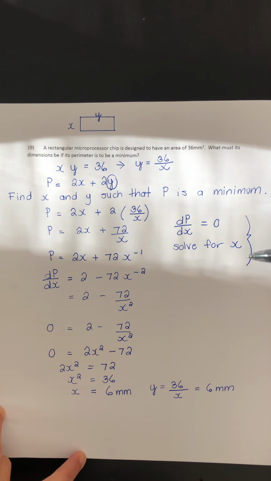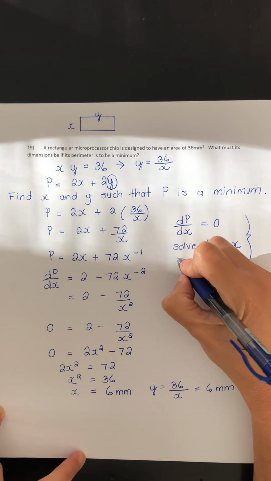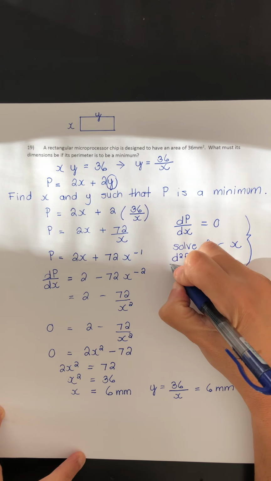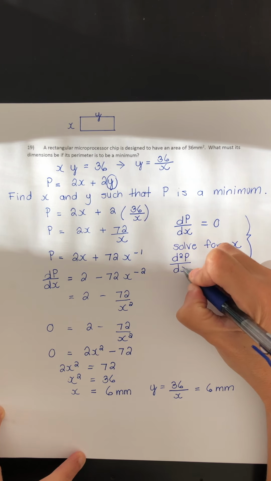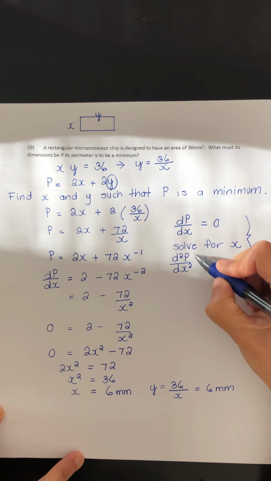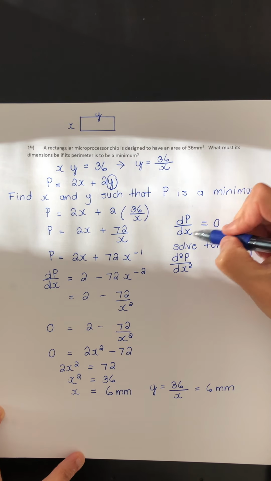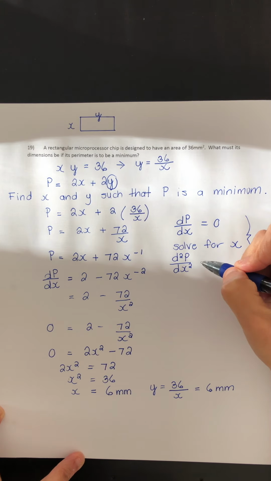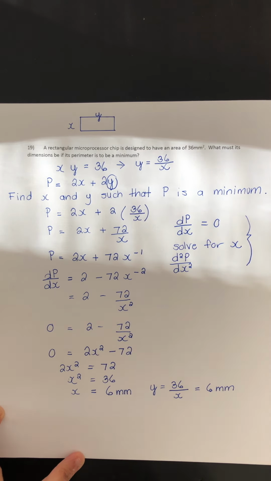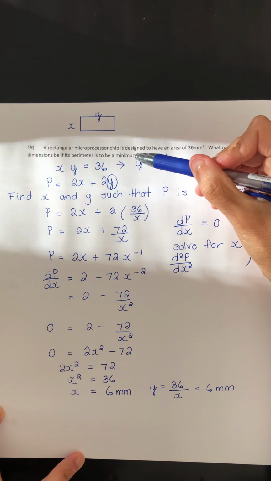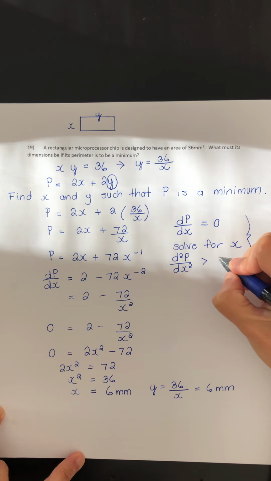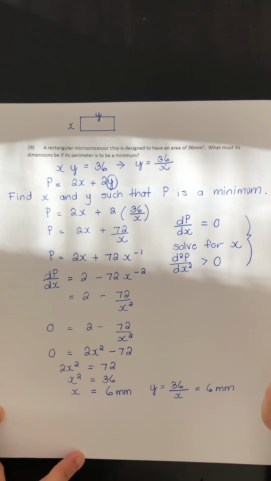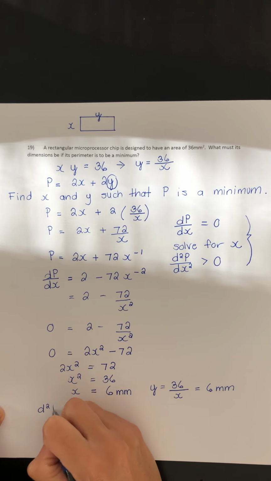Lastly, we should include the second derivative test. So what does that involve? Take the derivative again. Okay, so this is p double prime. This can be written p prime, p double prime. And if we're looking to ensure that we have found dimensions that will minimize the perimeter, then we're looking for the second derivative to be positive when x is 6 millimeters. So let's include this portion of the solution.